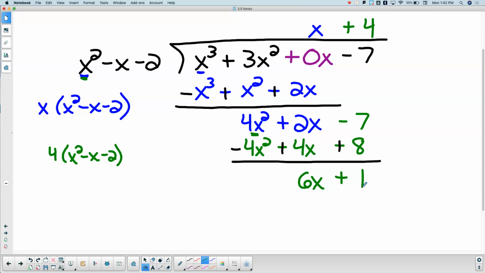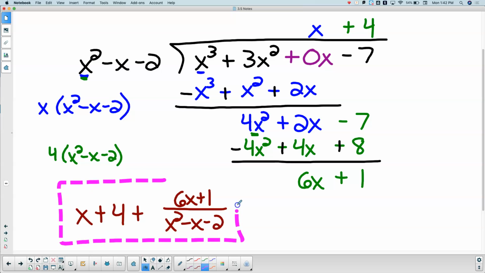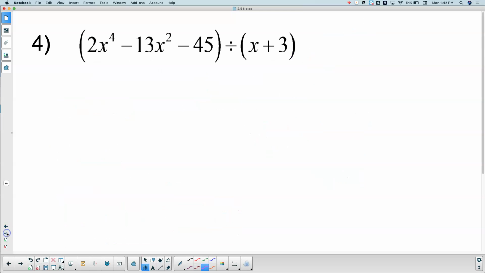Yes? So my answer here is x plus 4 plus the fraction 6x plus 1 over x squared minus x minus 2. Try that one.